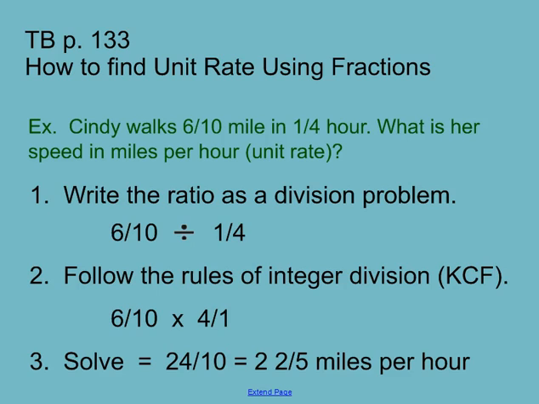So we keep the fraction 6/10 the same, we change the division to multiplication, and we flip the fraction to 4 over 1. And the third step is just to solve our multiplication problem now. So 6 times 4 is 24, and 10 times 1 is 10. So we now have 24 tenths, which, if we put it in proper form, is 2 2/5 miles per hour.